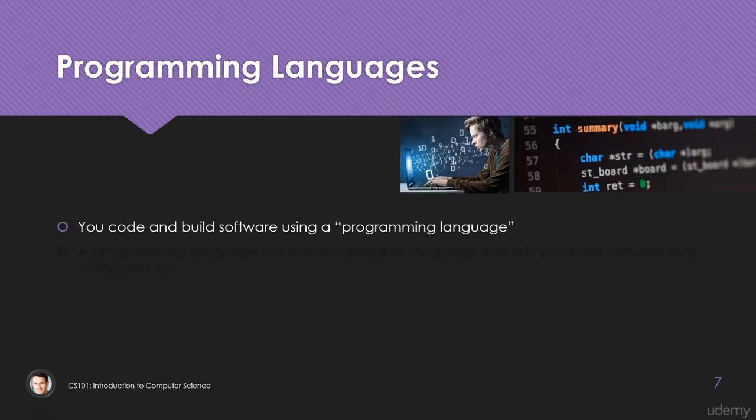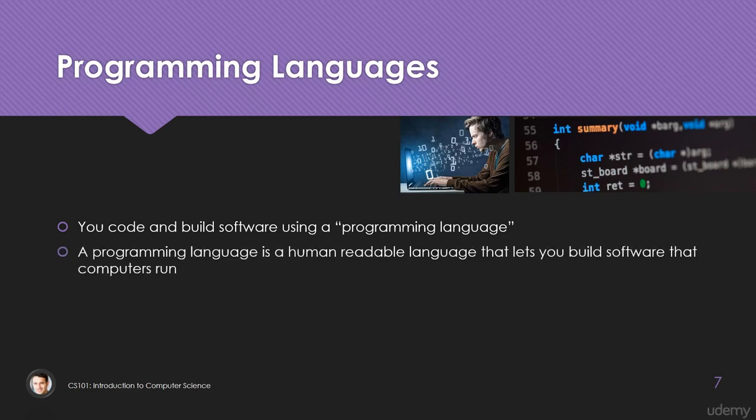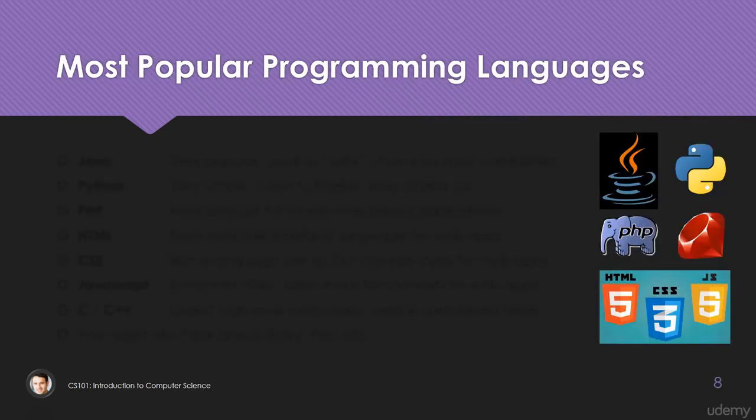What are programming languages? Well, in order to build software, you build it using a programming language. It's basically a human readable language that lets you build software that computers run. Some of the most popular programming languages are listed here.